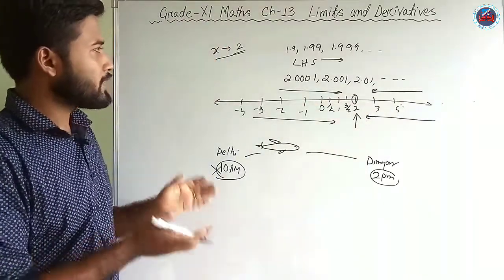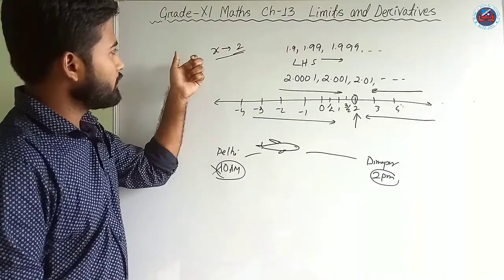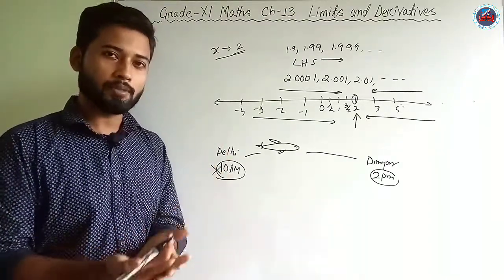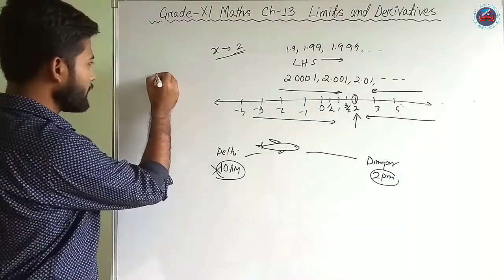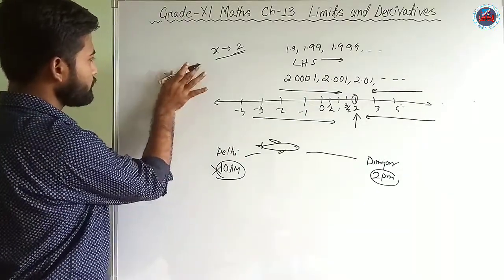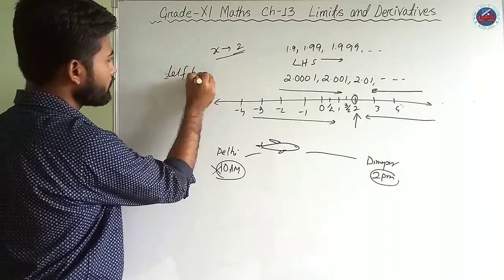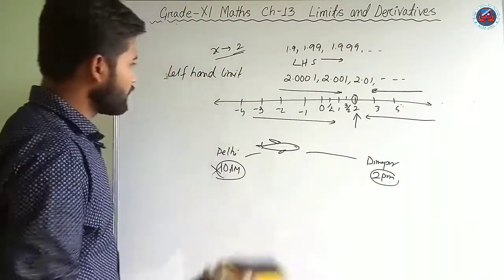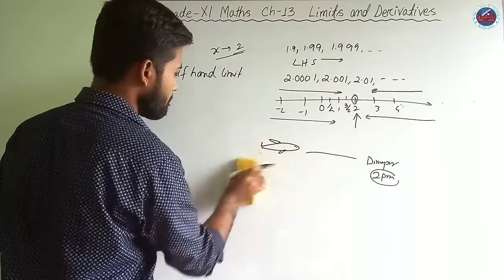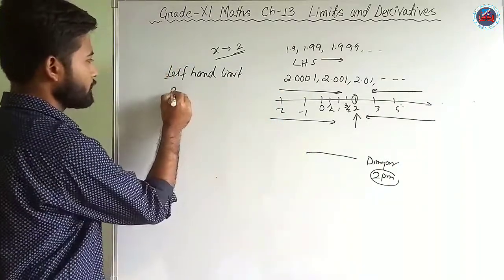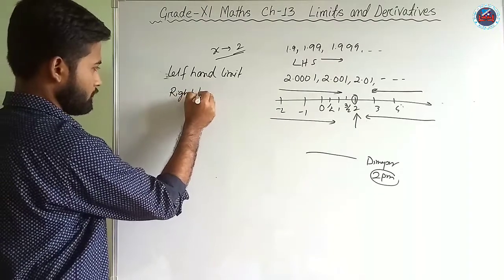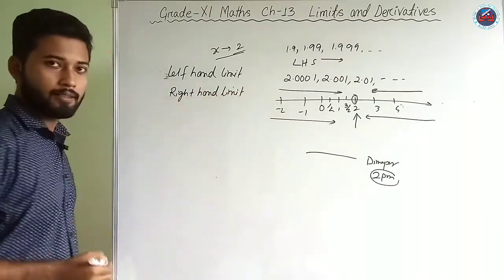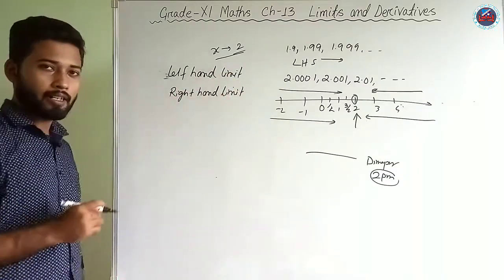Okay, so since x tends from both the sides, accordingly we have two limits. One is called the left hand limit, and the other is called the right hand limit. Fine. Now what are the left hand limit and right hand limit?